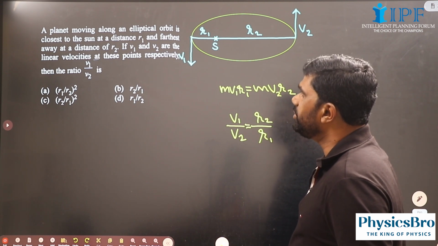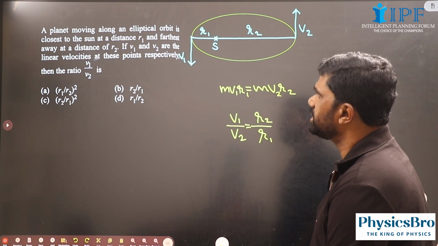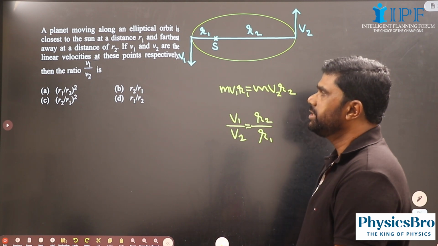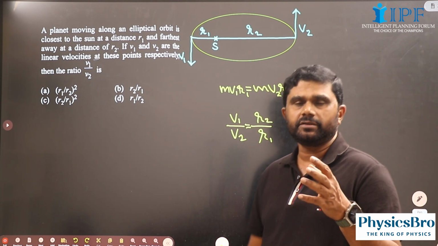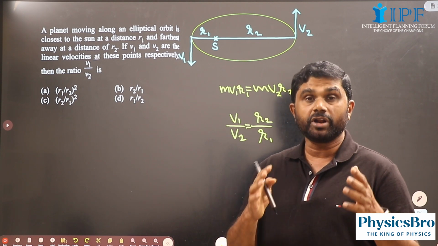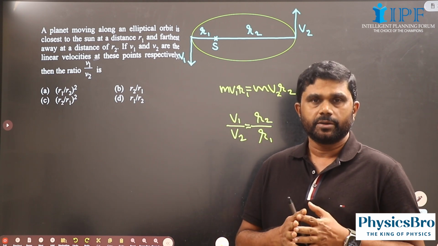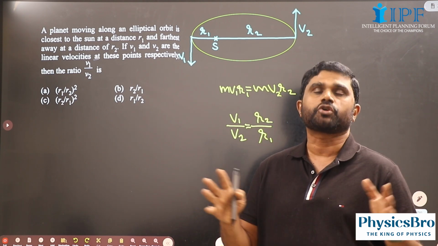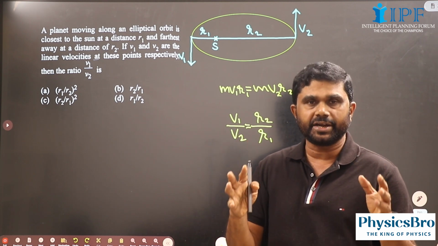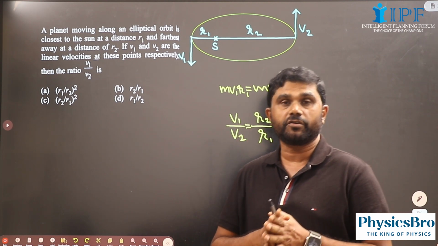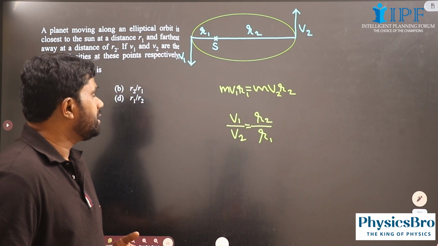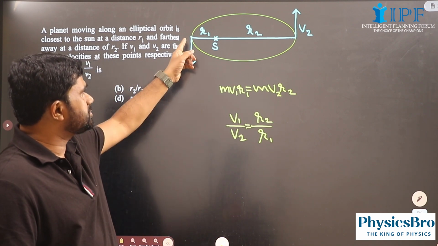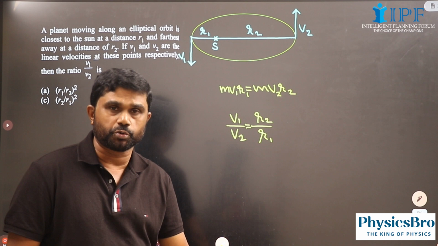If v1 and v2 are the linear velocities at these points respectively, then the ratio v1 by v2 is? See, in planetary motion, angular momentum will be conserved because there is no torque, because the planet is moving under the effect of a central force. So the angular momentum at this position and this position are equal.